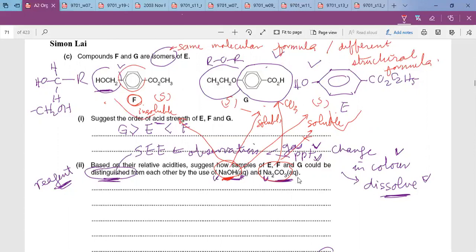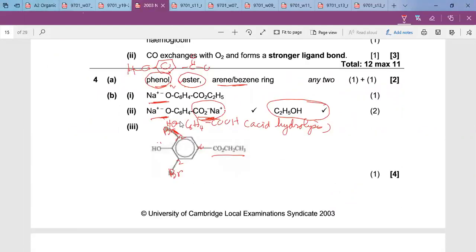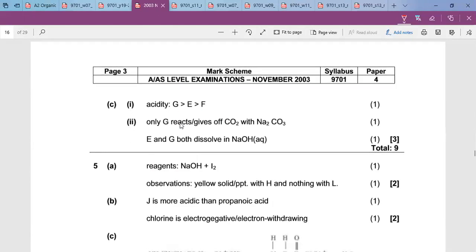Three marks, fantastic. How do you solve this problem? Now look at the marking scheme, very simple. One mark for acidity. See the bottom part first: E and G are both dissolved in NaOH. Only G gives off carbon dioxide. Only G. Easy, isn't it? So the theory backs up this part of the question. Remember, the syllabus gives you this. Now we have finished, but one more thing.